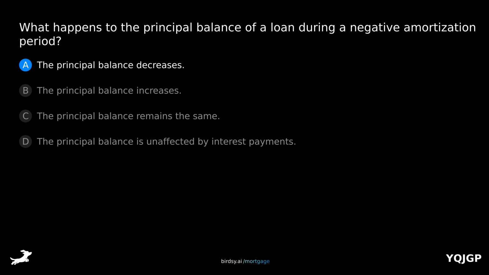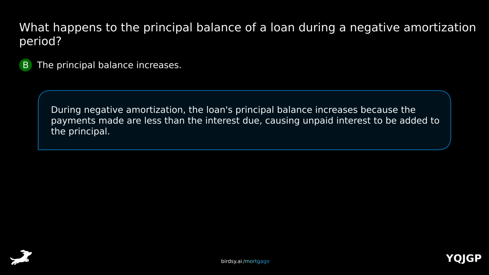Is it A, the principal balance decreases? B, the principal balance increases? C, the principal balance remains the same? Or D, the principal balance is unaffected by interest payments? The answer is B, the principal balance increases. During negative amortization, the loan's principal balance increases because the payments made are less than the interest due, causing unpaid interest to be added to the principal.